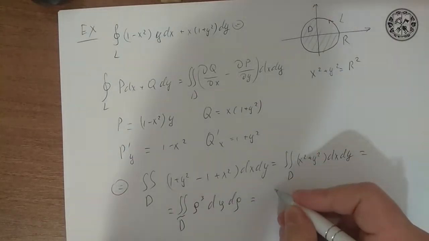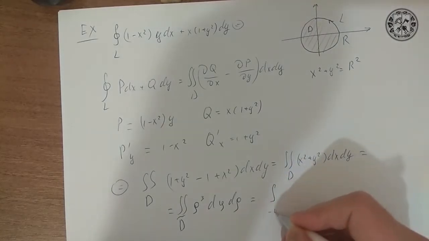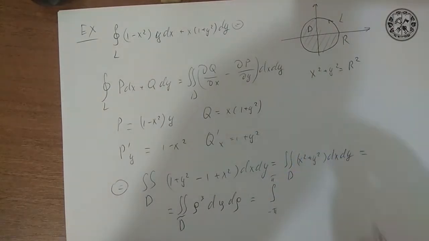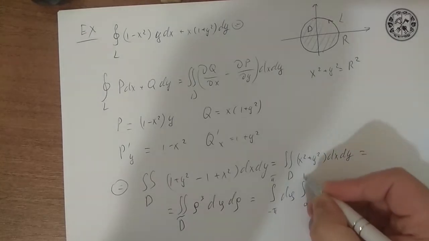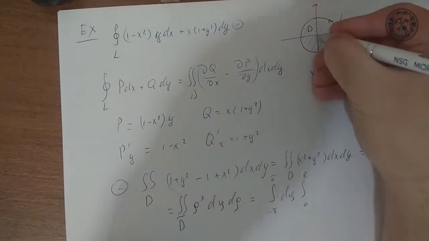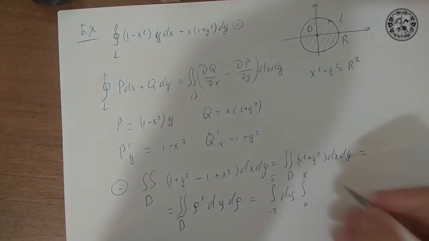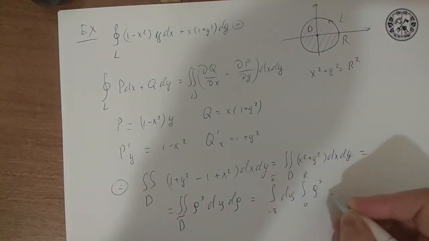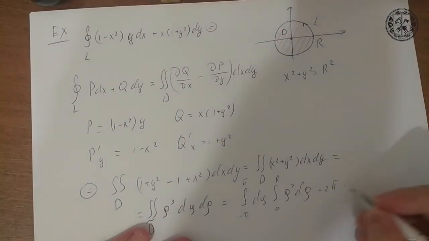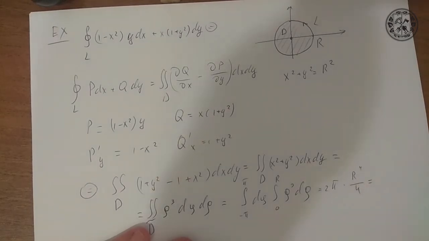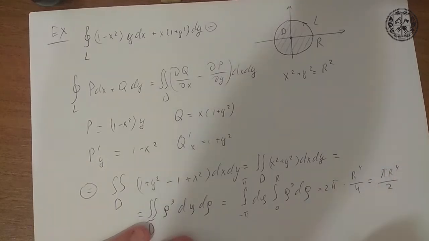Here phi is changing from minus pi to pi, a full circle. Rho is changing from 0 to r, from inside of the circle, from the center to the outside, r. Rho cubed d rho. We'll get 2 pi multiplied by r to the power 4 over 4, which will get us pi r to the power 4 over 2.